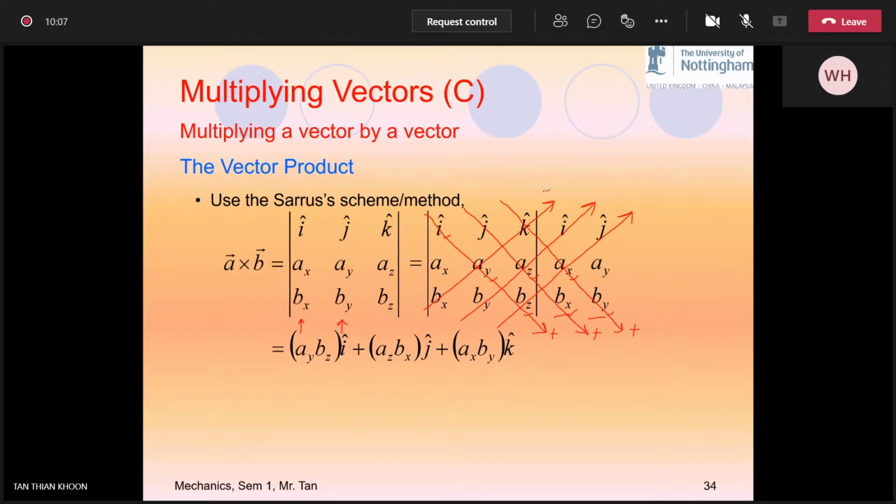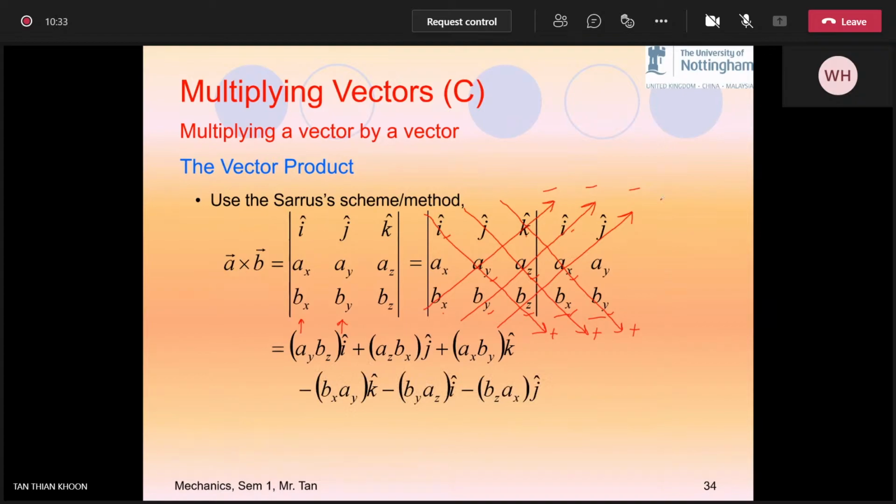And this is placed as a negative. All right, so for K we have AY, BX, K. For I, we have AZ, BY, I. And for J we have AX, BZ, J. All right, so we have these equations here.